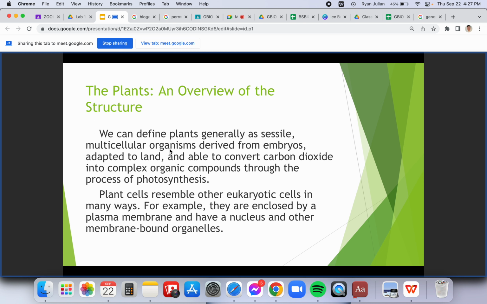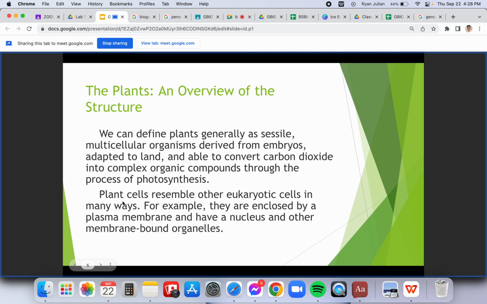We can define plants generally as sessile, multicellular organisms derived from embryos. I know you are familiar with this term, multicellular, which means that plants are composed of multiple, or let's say numerous, amounts of cells that perform a specific function in their body, carrying out different responsibilities as well. They are adapted to land and able to convert carbon dioxide into complex organic compounds through the process of photosynthesis, which we have talked about a while ago.